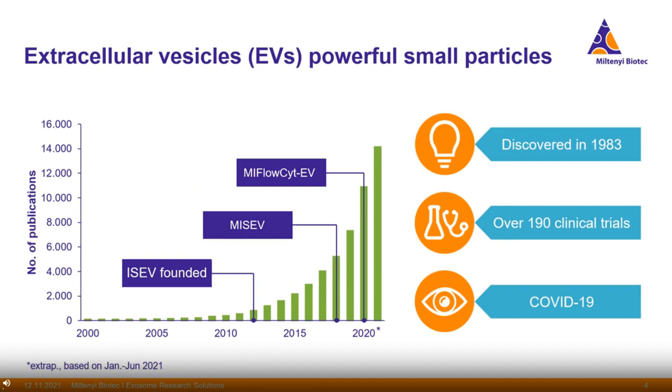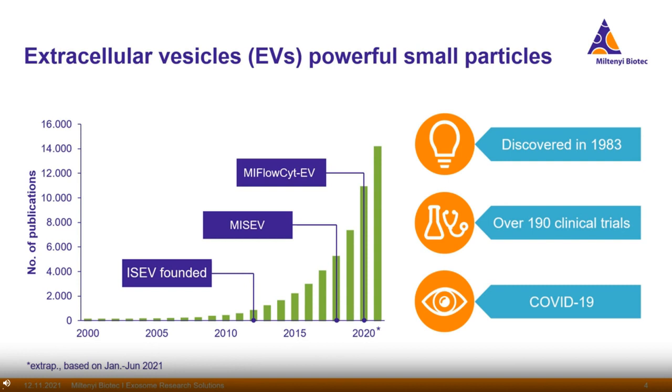Okay, so let's jump into the topic. Extracellular vesicles, short EVs, are membrane-surrounded particles secreted by every cell type. Since the first observations in 1983, the interest in the research of extracellular vesicles has been continuously increasing, as shown in the chart illustrating the number of publications per year.